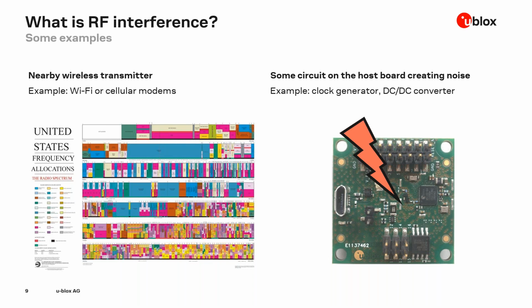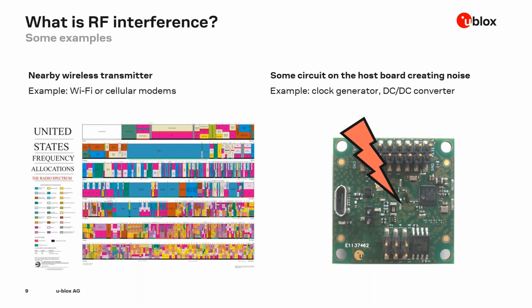On the left-hand side, you see the very big chart there about the United States frequency plan. So there are lots of frequencies for a lot of applications. So for example, an RF interference for the GNSS could be nearby Wi-Fi or cellular modem. And then on the right-hand side, this is something else, and this is what I wanted to discuss then more in detail with U-blox M9.